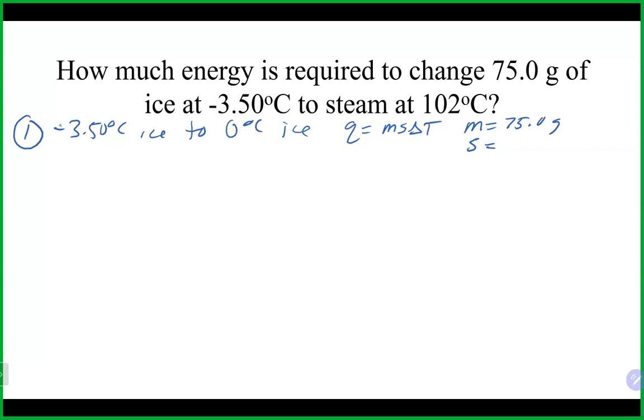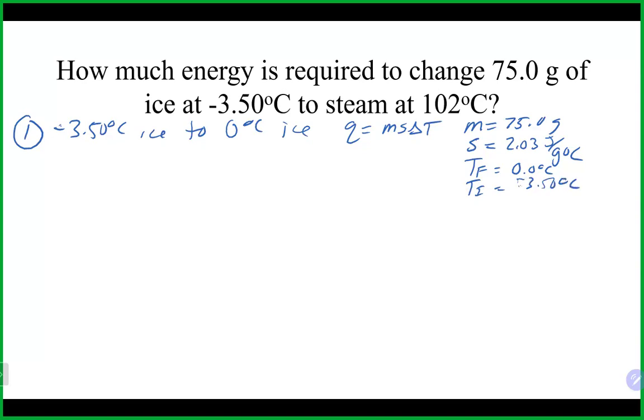Not the 4.184 number. We would want to use the one for ice, which is roughly 2.03 joules per gram per degree Celsius. I'll take a shot at it somewhere in that 2-ish range. And our final temperature here is going to be 0 degrees Celsius. Our initial temperature is going to be minus 3.5 degrees Celsius.